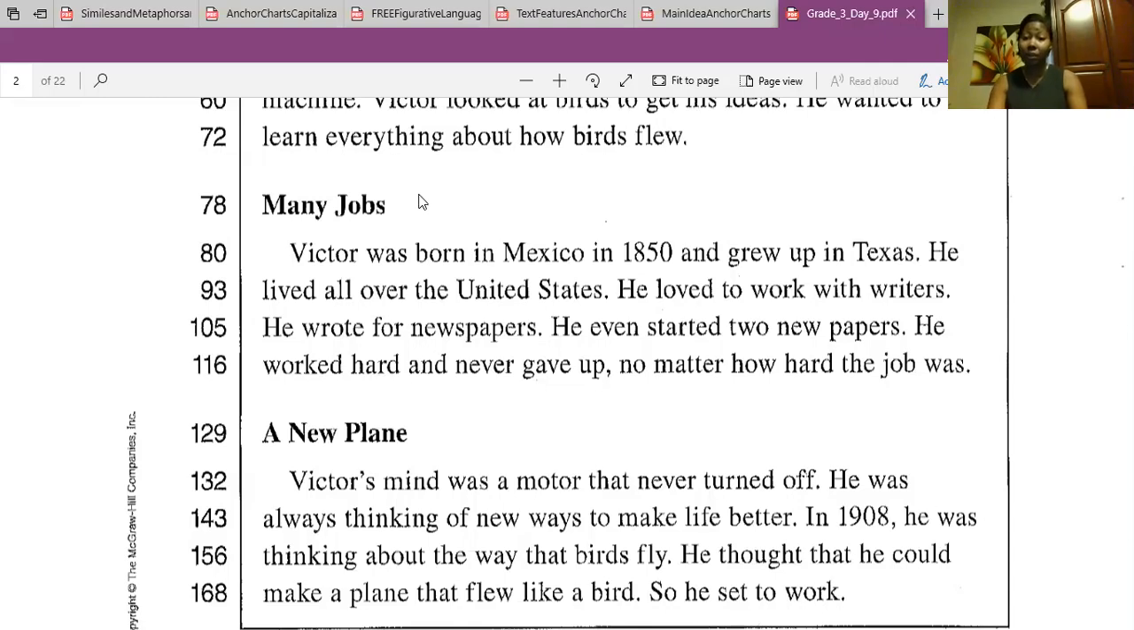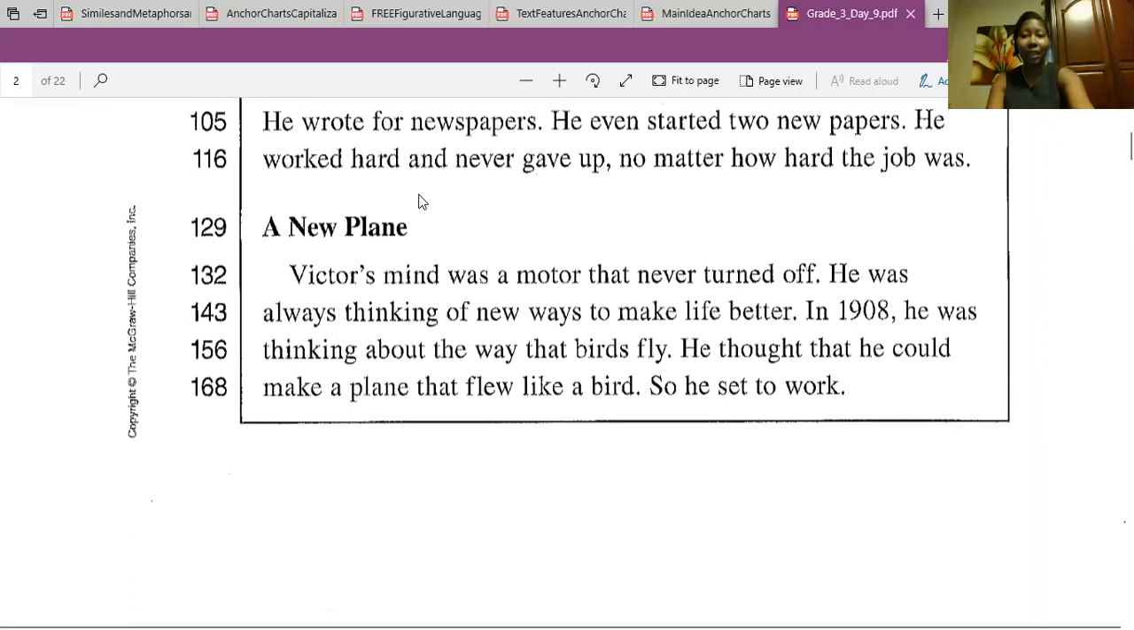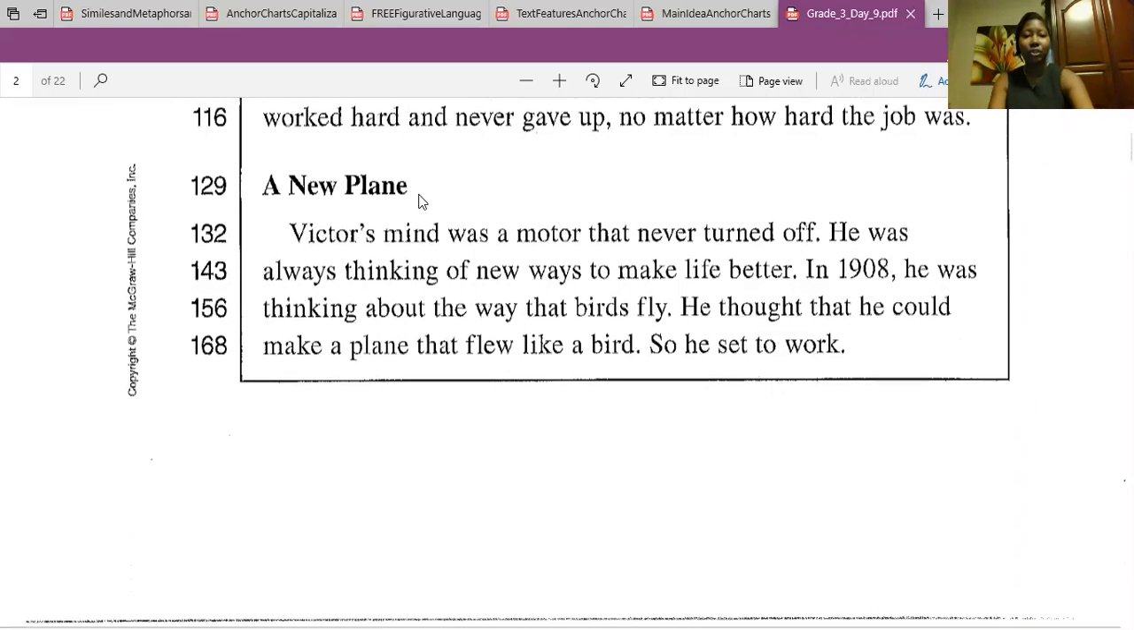Ooh, he sounds like a leader. At Burnside, we work hard and then we get to play hard. But let's continue reading. A new plane. That's another heading, another text feature.